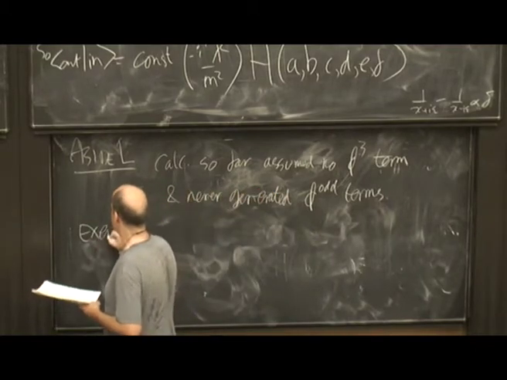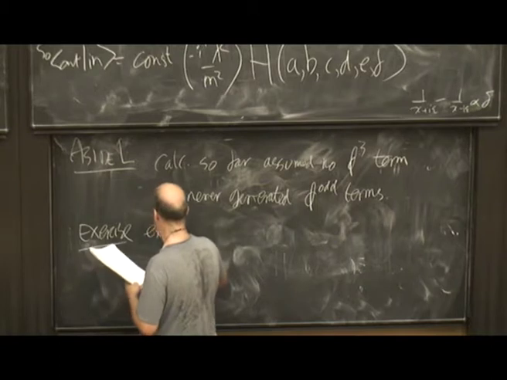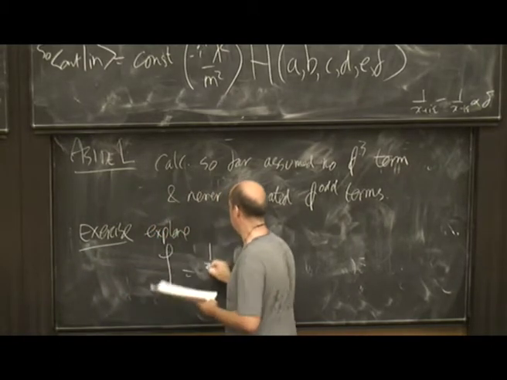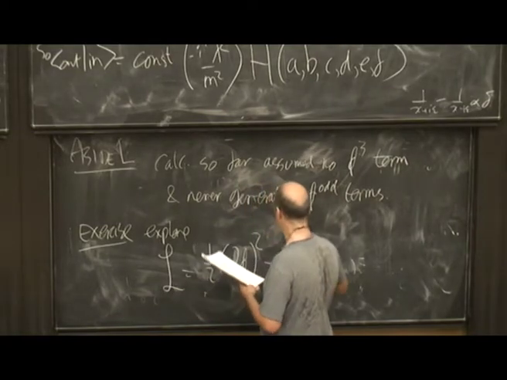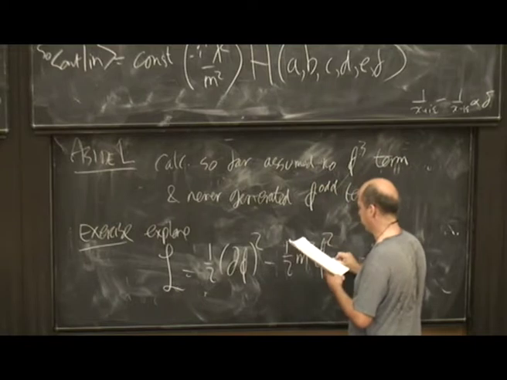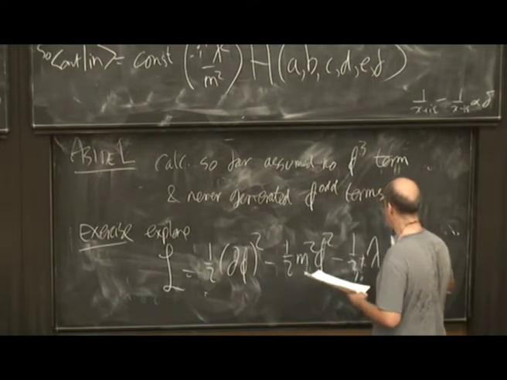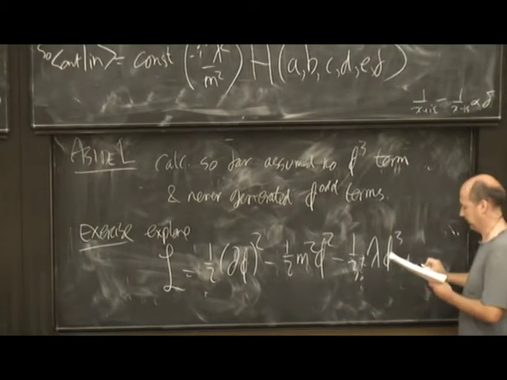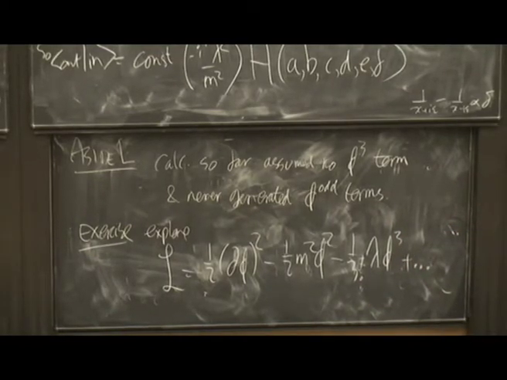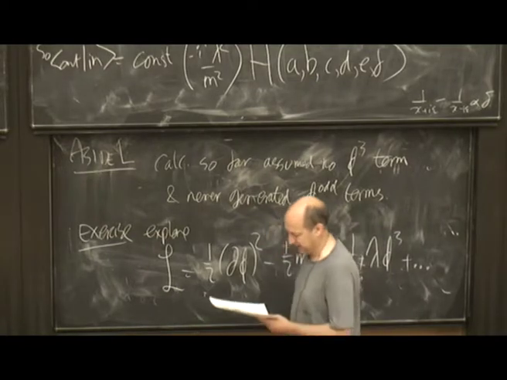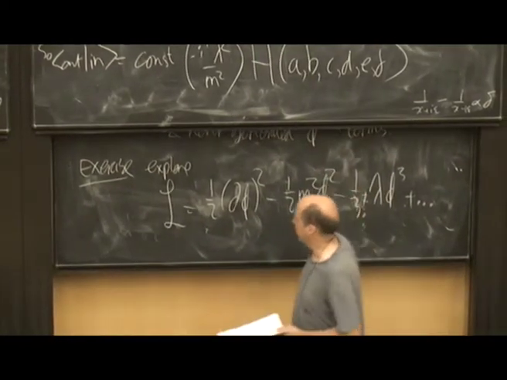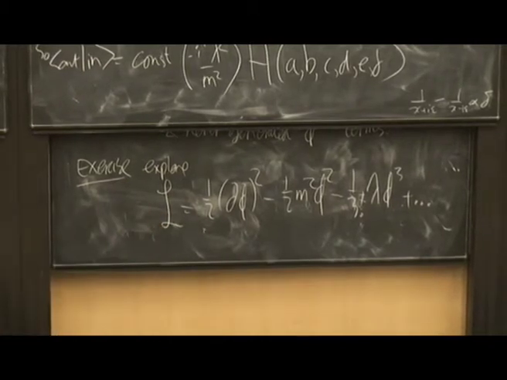So again, the exercise is to explore, if I take L to be a half (∂φ)² minus a half m²φ² minus 1 over 3 factorial times λ times φ³, and try, again, to generate my higher order terms, so φ⁴, φ⁵, and so on, by demanding that my production amplitudes vanish at tree level. So to start, the first term, over here, perhaps.